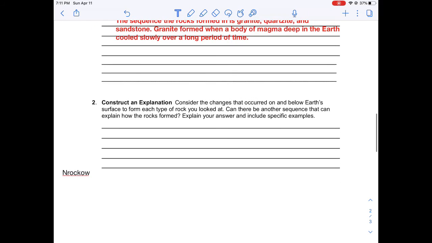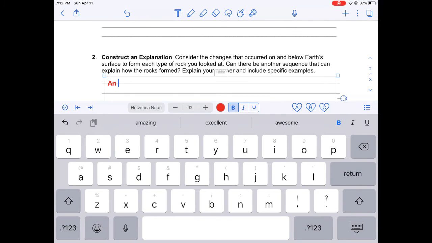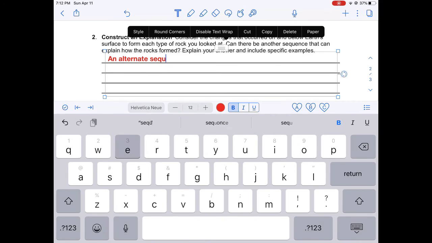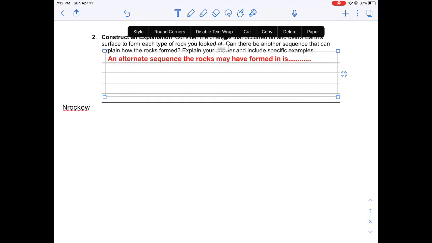All right, the second question says, consider the changes that occurred on and below the Earth's surface to form each type of rock you looked at. Can there be another sequence that can explain how the rocks formed? Explain your answer. So you might say something like, an alternate sequence the rocks may have formed in is, and then you can list another possibility. So maybe there's another way that those three types of rocks could have formed.